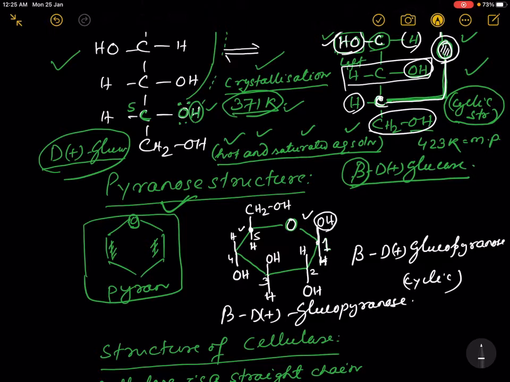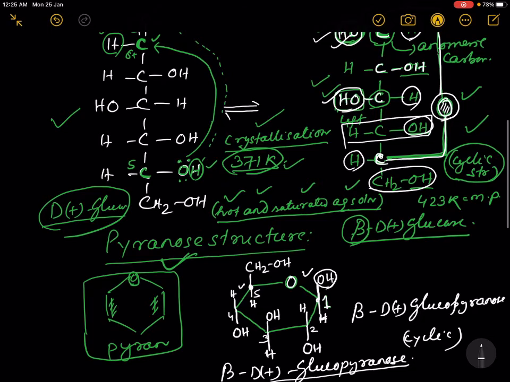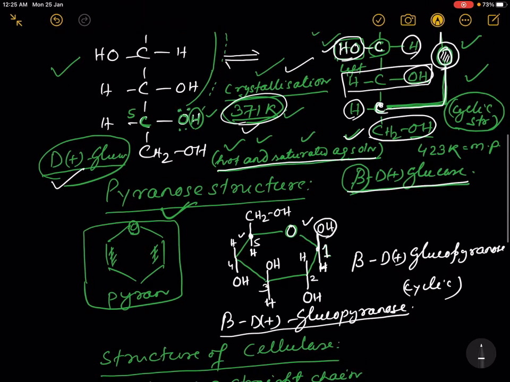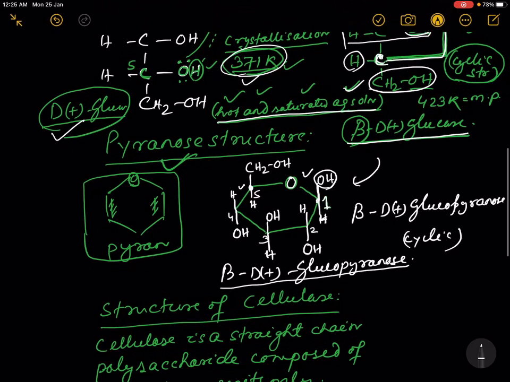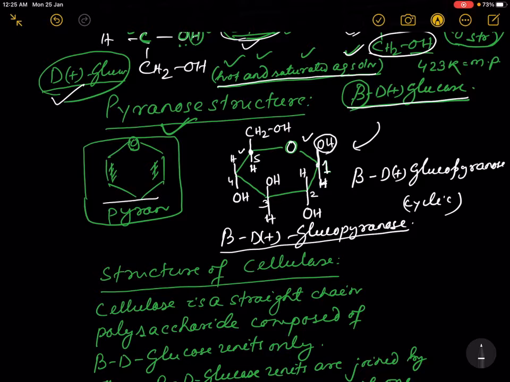or you can say beta D plus glucopyranose, is obtained from D plus glucose by crystallization at 371 Kelvin when the solution is hot and saturated aqueous solution. So when hot and saturated aqueous solution of D plus glucose is crystallized at 371 Kelvin, beta D plus glucose is formed. This is the cyclic structure. It is also known as beta D glucopyranose. And you see, this is the pyran structure and this is glucopyranose. There is some similarity, so it is known as beta D plus glucopyranose.